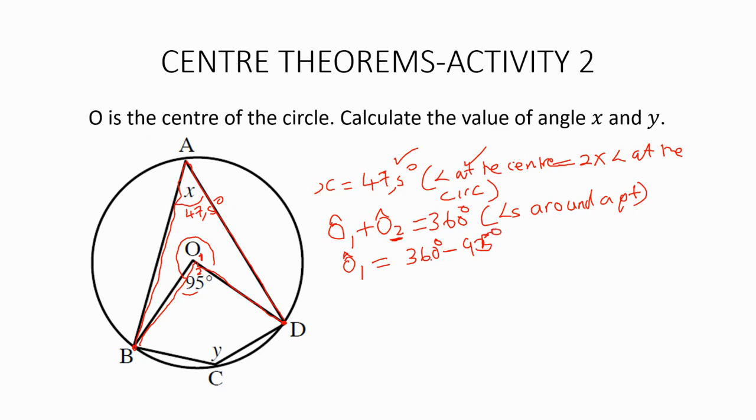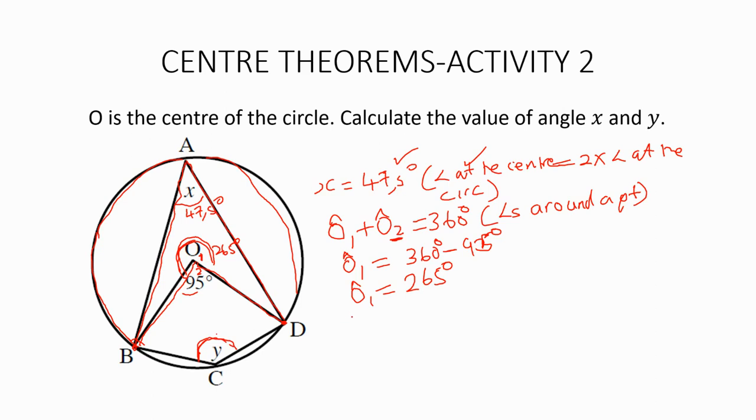Okay, right, what is 360 minus 95? It is 265. So the angle O1 is equal to 265 degrees. You see that? So this angle here is 265 degrees. Now, this angle and this angle are subtended by the major arc BD. This major arc, this one. You see that? This big one. Okay. So if you check here, O1 and Y, they're on the same side of the lines, above the lines here. So now we can say Y is half of 265.